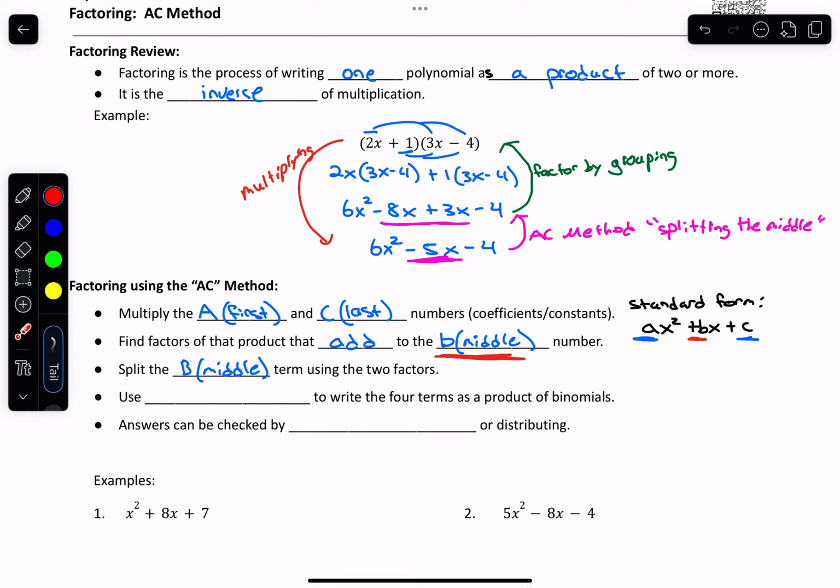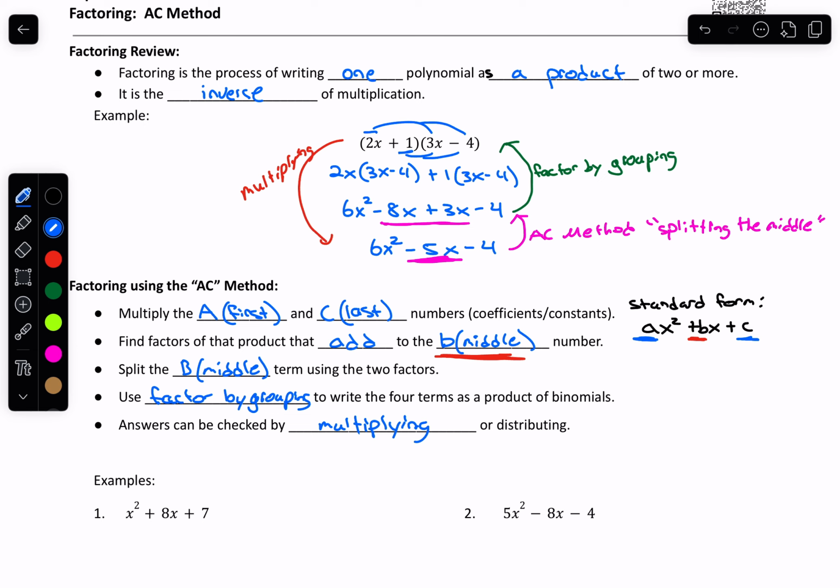So that is what we were doing up here, where we turned negative 5x into negative 8x plus 3x. And then we're going to use factor by grouping, just like we did in the previous lesson. We're going to use factor by grouping to write the four terms as a product of binomials. Product of binomials is what we started with in this example up at the top, where we have two binomials multiplied together. And then if we ever want to check our work on these problems, we can always multiply everything back out. So the beauty of factoring is that we already know how to multiply polynomials, so we can go backwards to make sure that we did everything correct.